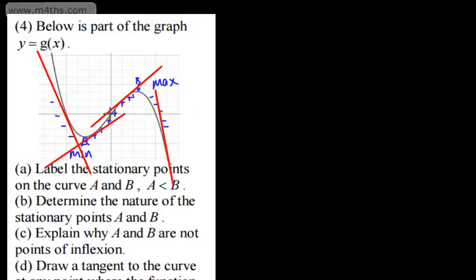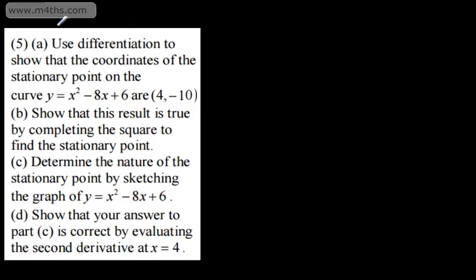So nice, straightforward, just a bit of an introduction, and as stated, the more challenging questions will come up in the next video. In question 5, it says use differentiation to show that the coordinates of a stationary point on the curve y is equal to x squared minus 8x plus 6 are (4, -10).